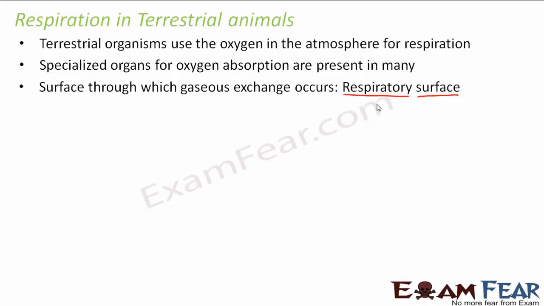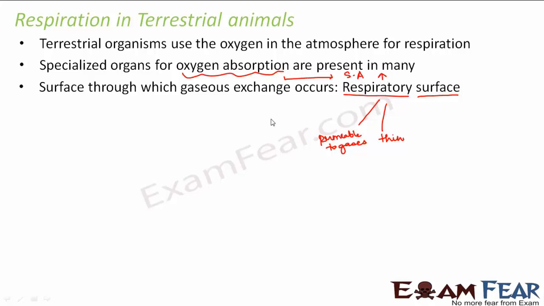Some of the characteristics of the respiratory surfaces are, it should be permeable to gases. That means it should allow the gases to pass through it, because respiration is a lot about exchange of gases. It should be thin, because if the surface is very thick, then the diffusion of the gases across that surface becomes a little difficult. So if it is thin, it is more efficient for exchange of gases. Also for absorption of oxygen, the surface area should be large. For example, I gave you the example of gills, right? To ensure better oxygen absorption, the surface area of the surface should be large, right?